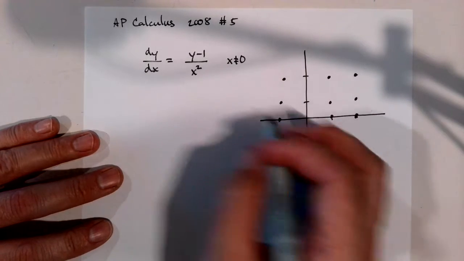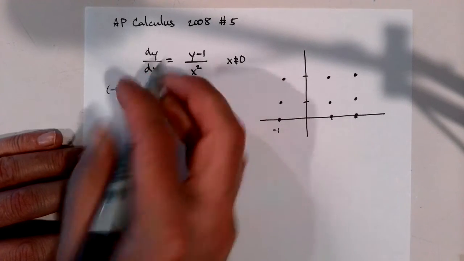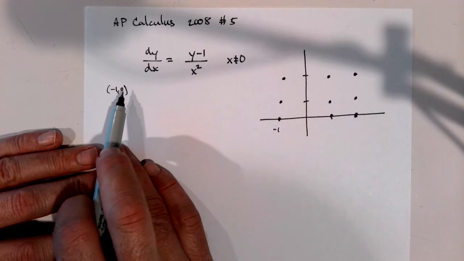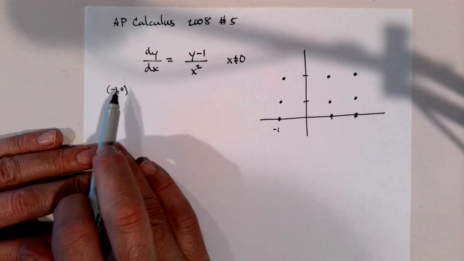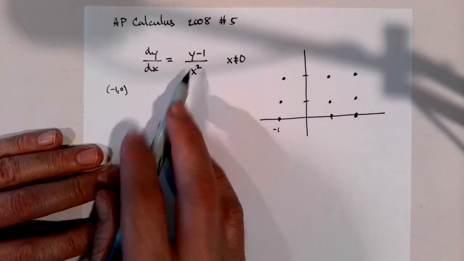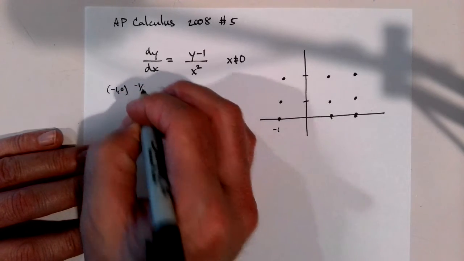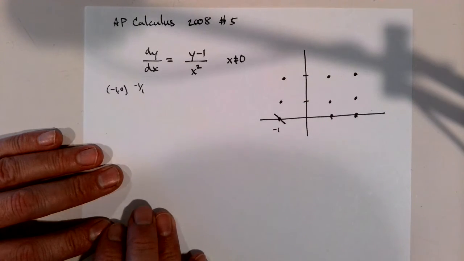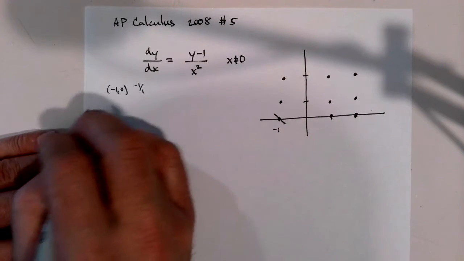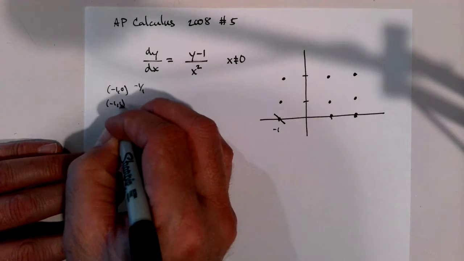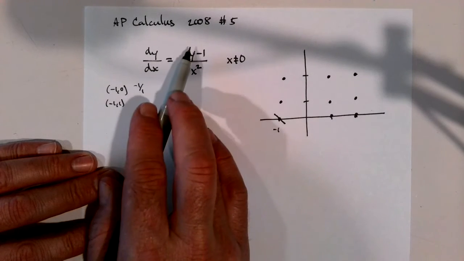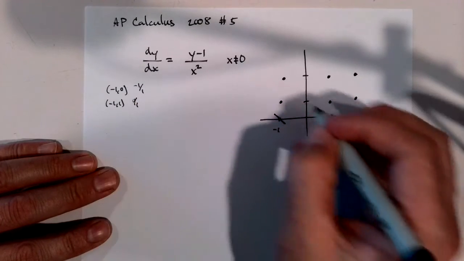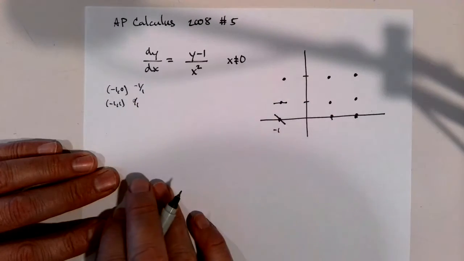If you just name a point like -1, 0, this tells you the slope if you plug in the y value. So the y value is 0 and the x value is -1. And so you would get -1 over 1. So you draw a slope of -1, just a little segment through there. Then if you try another point like -1, 1, when you plug in 1 for y, you get 0 on the top, you get 1 on the bottom. So you get 0 over 1. So that would be a slope of 0.